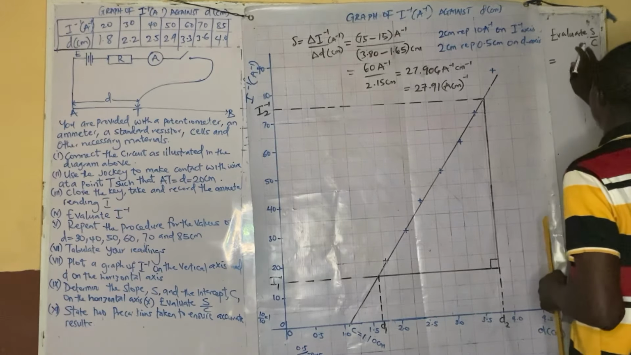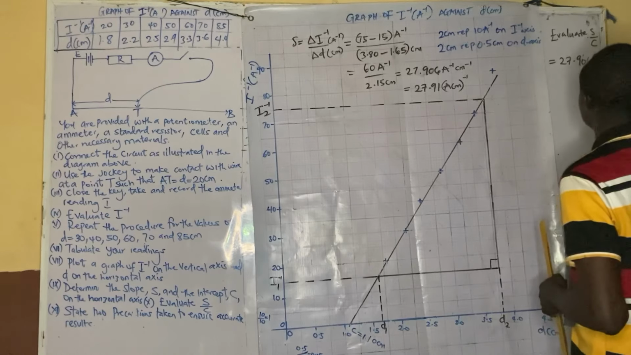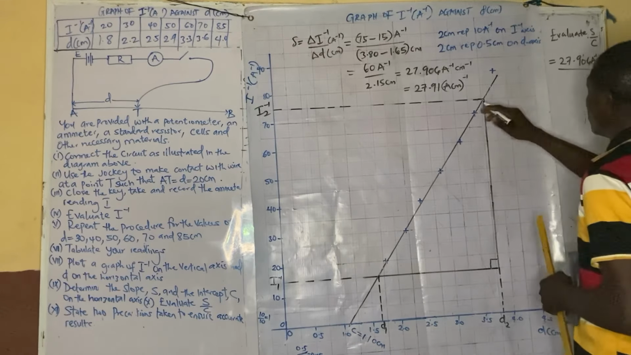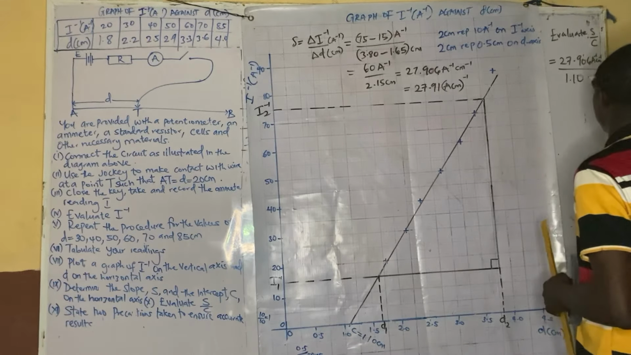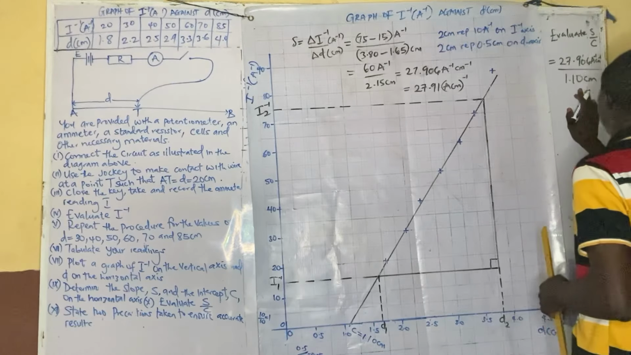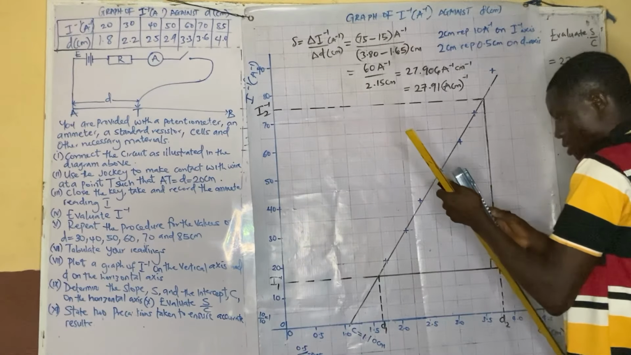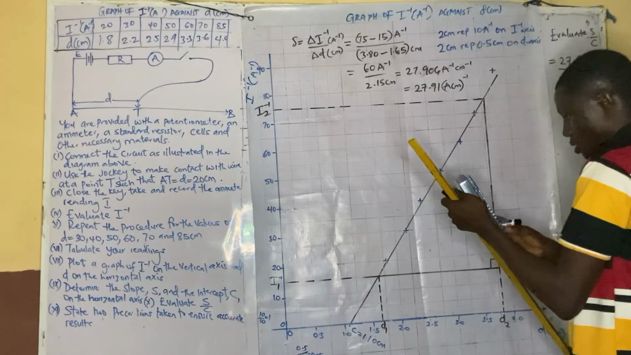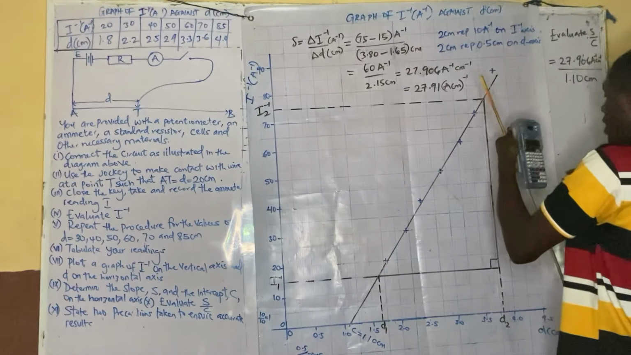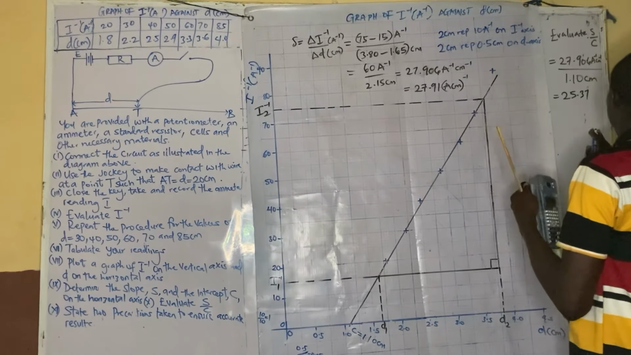So what is your X? Your X is the slope, which is 27.906 per ampere per centimeter all over 1.10 centimeter. That's your intercept, and your slope. So now, 27.907 divided by 1.10 gives 25.37.